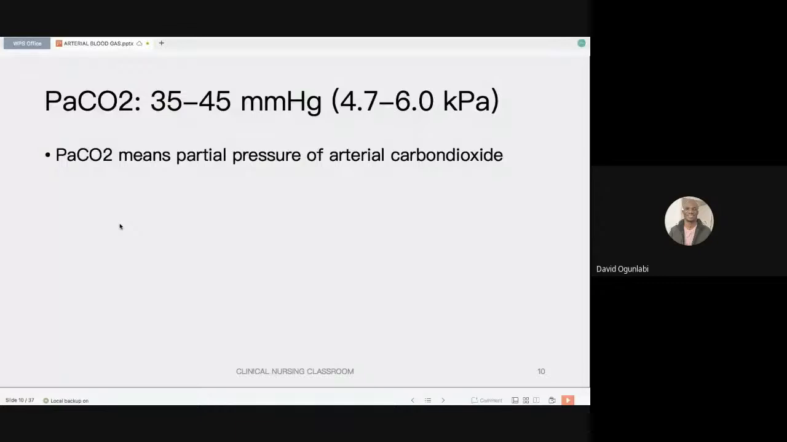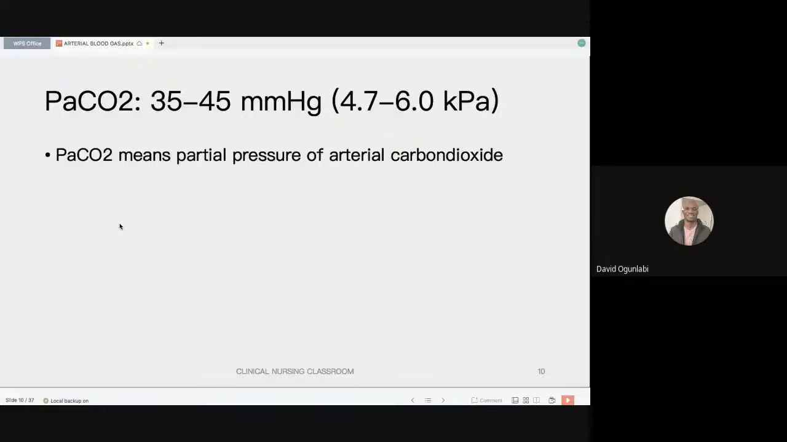It is the partial pressure of carbon dioxide in the arterial blood. That's in this context. And the normal level is between 35 to 45 millimeters of mercury. Or if you convert it to kilopascal, it is between 4.7 to 6.0 kilopascal.